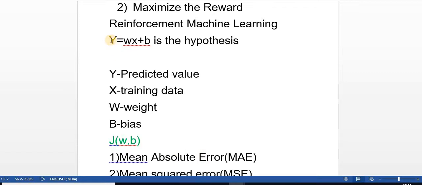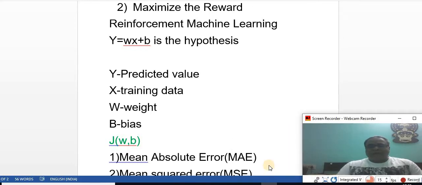See, y is equal to wx plus b. It's the simplest equation of a straight line. It's nothing more, it's simple only. So in this equation, wx plus b, what is y? It's the output, or we can call it the predicted value. What is x? x is the input or the training data. What is w? It is the weight, and b is the bias.